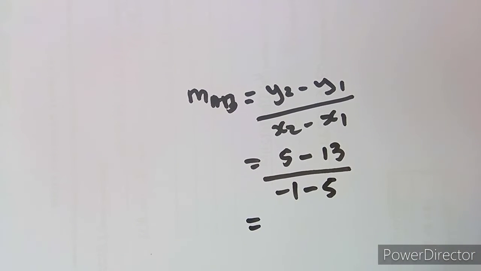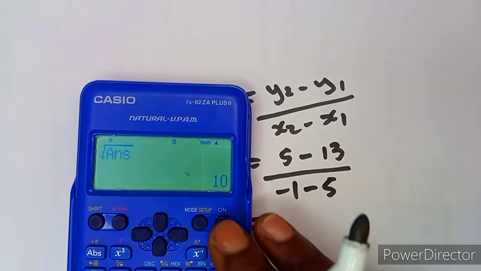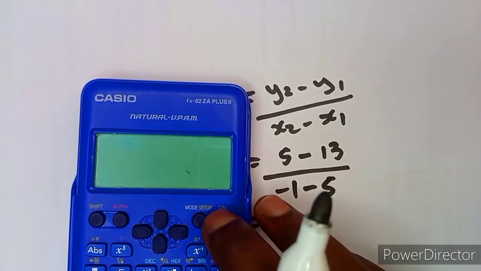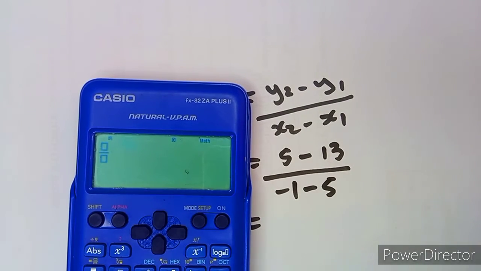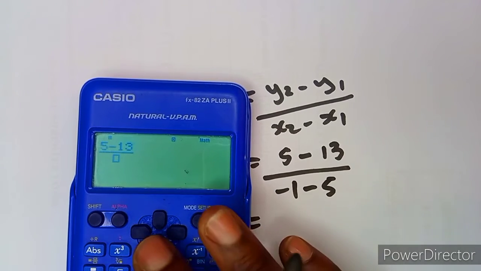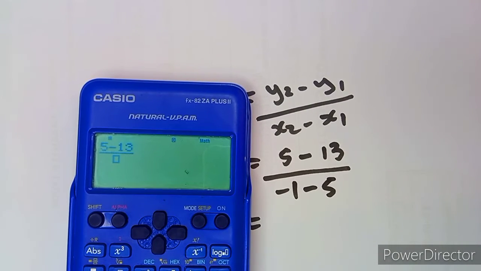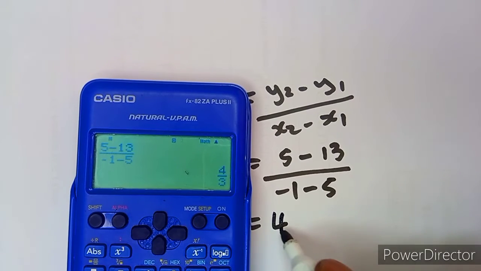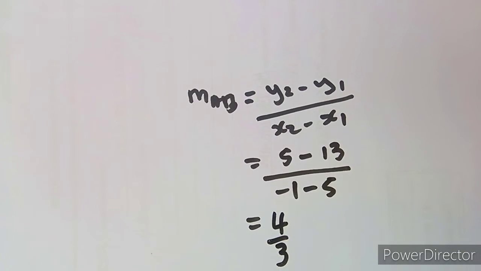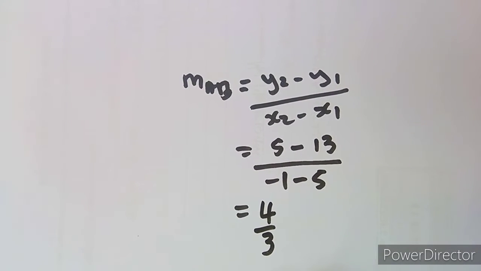So in this case, from our calculator, this one you can just use your calculator, guys. So put a fraction there. We have 5 minus 13 on top, that is on the numerator. On the denominator, we have minus 1, that's minus 1 minus 5. Okay, which is 4 over 3. So we are obtaining the gradient of line AB being 4 over 3.